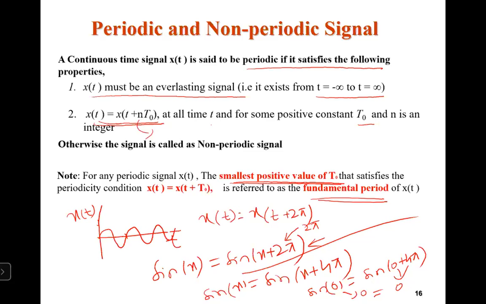A continuous signal x(t) is periodic if it satisfies the following conditions. The first one is that x(t) should be defined from minus infinity to infinity, so the signal should last throughout the time period. And the second condition is x(t) equals x(t plus n t0).